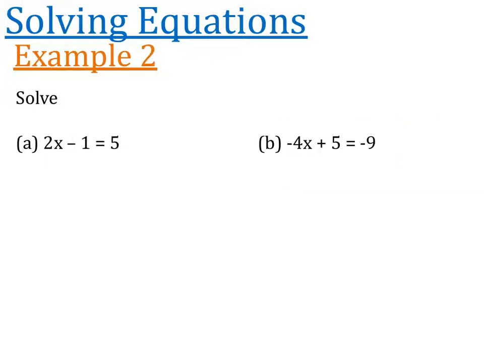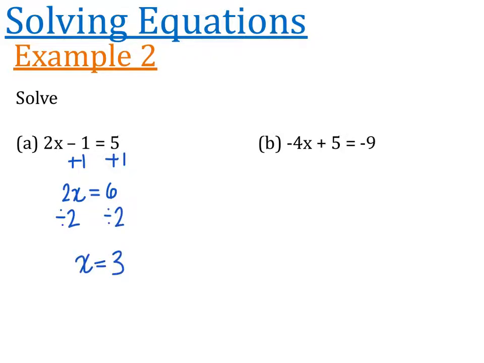All right, so same idea, just two things we have to do this time. So we want to solve 2x minus 1 is equal to 5. So I'm going to start by adding 1 to both sides so that I can get the 2x by itself. So I have 2x is equal to 6, and now this is just a one-step equation, and I can divide both sides by 2, and I'm left with x is equal to 3.